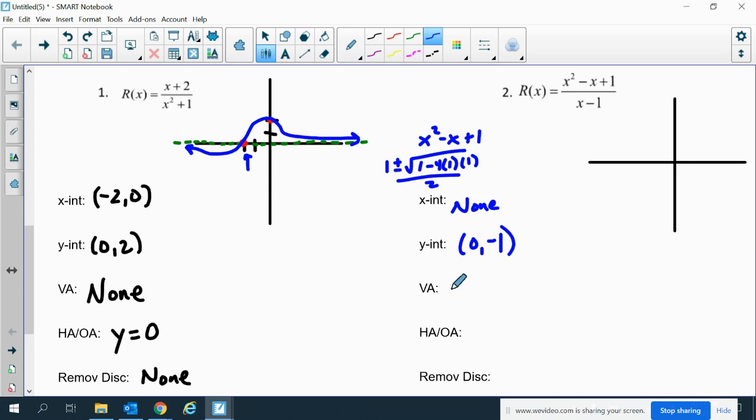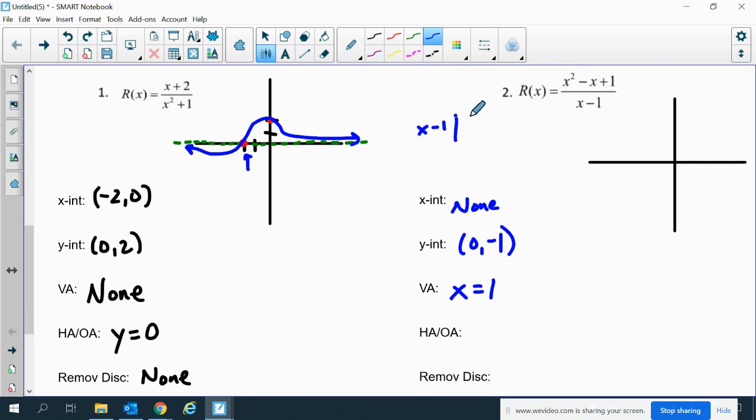Vertical asymptote is denominator 0 and numerator not equal to 0, so that's x equals 1. This has an oblique asymptote because the power on the top is bigger than the power on the bottom. And so that means that I'm going to have to use long division in order to figure that out. So I'm going to use long division.